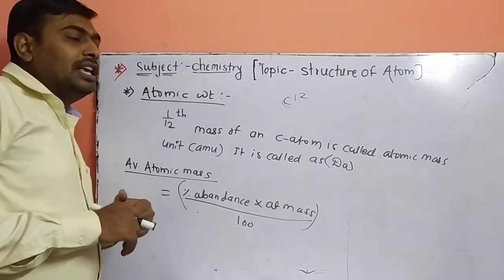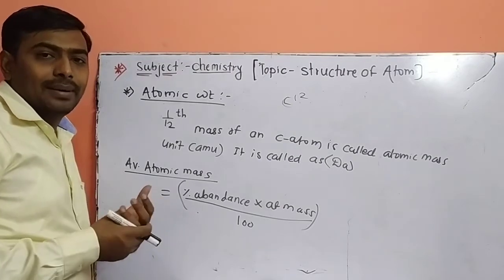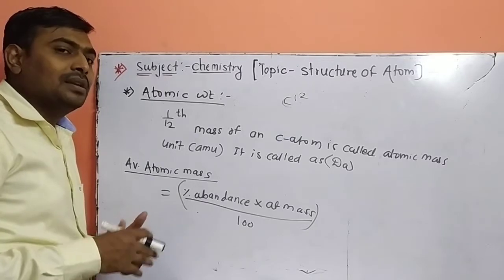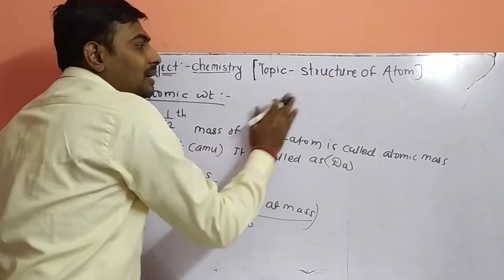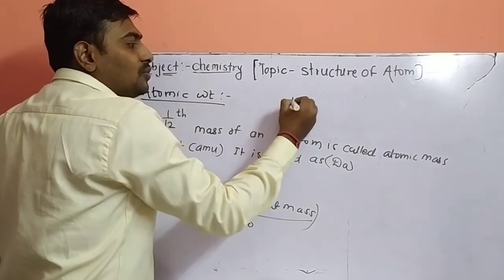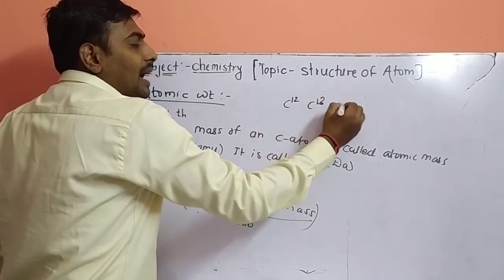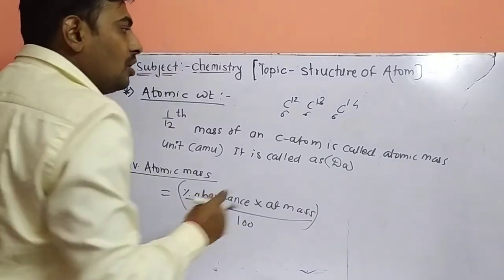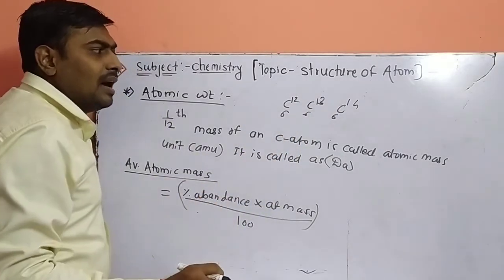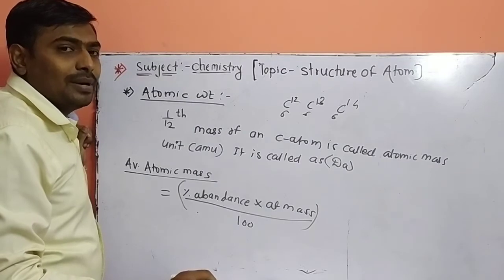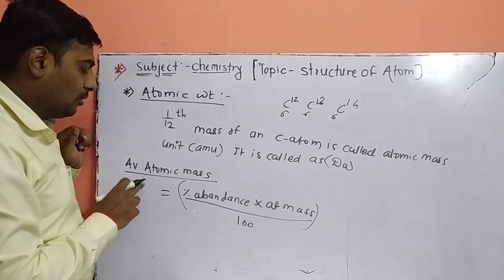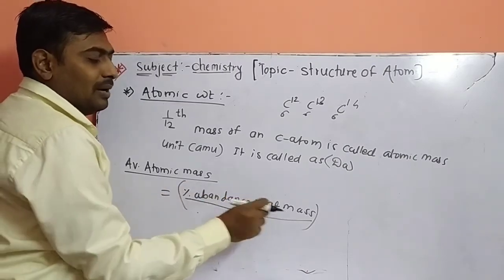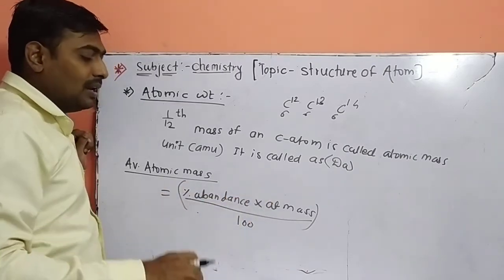Next, there are some elements in the periodic table which have 2 or more types of isotopes. You know isotope means same atomic number but different atomic mass number. Even carbon has 3 isotopes, C12, C13 and C14, but the atomic number is 6 for all. So at that time, which atomic mass do we have to consider? We have one formula, average atomic mass, which is abundance of the element multiplied by its atomic mass divided by 100. Let's see the example.